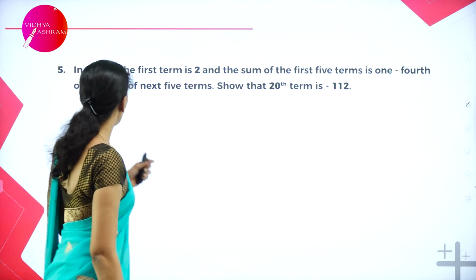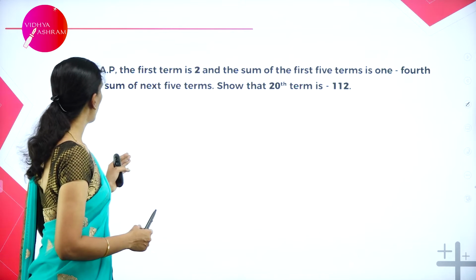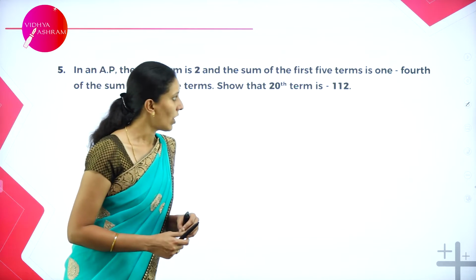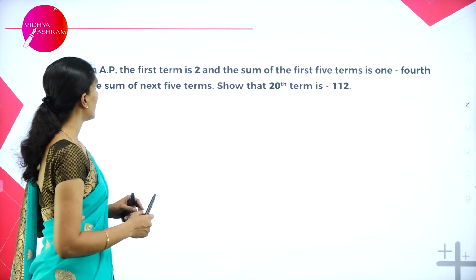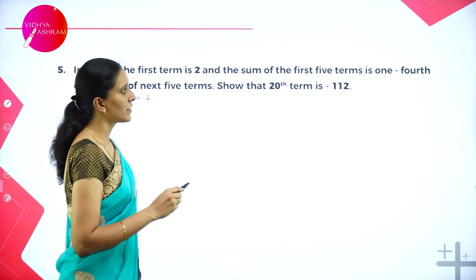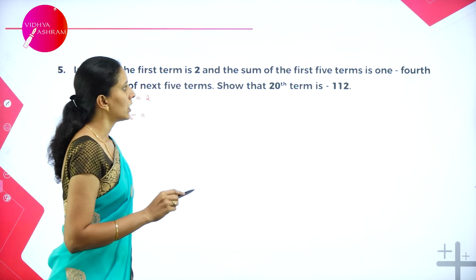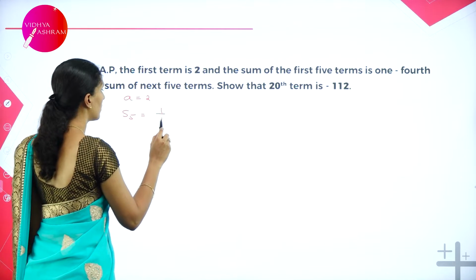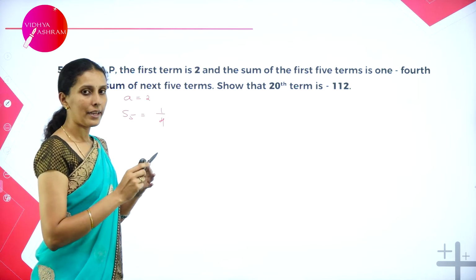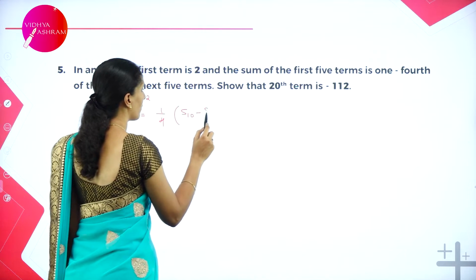Next question. In an AP, the first term is 2 and the sum of first 5 terms is 1/4 of the sum of next 5 terms. Show that the 20th term is minus 112. Let's look at the first term given. A is equal to 2. Sum of first 5 terms, that means S5, is equal to 1/4 of the sum of next 5 terms. Next 5 terms means A6, A7, A8, A9, A10. I can write this as S10 minus S5.